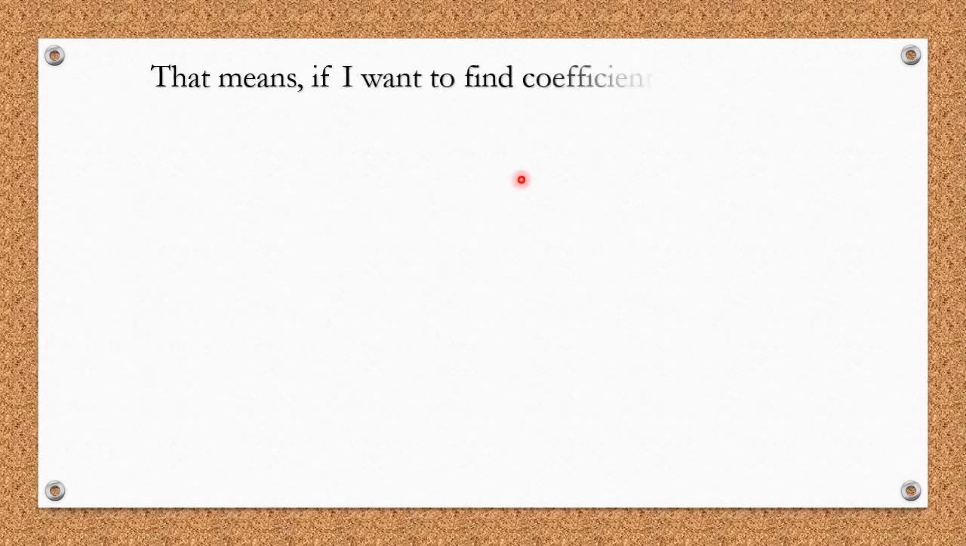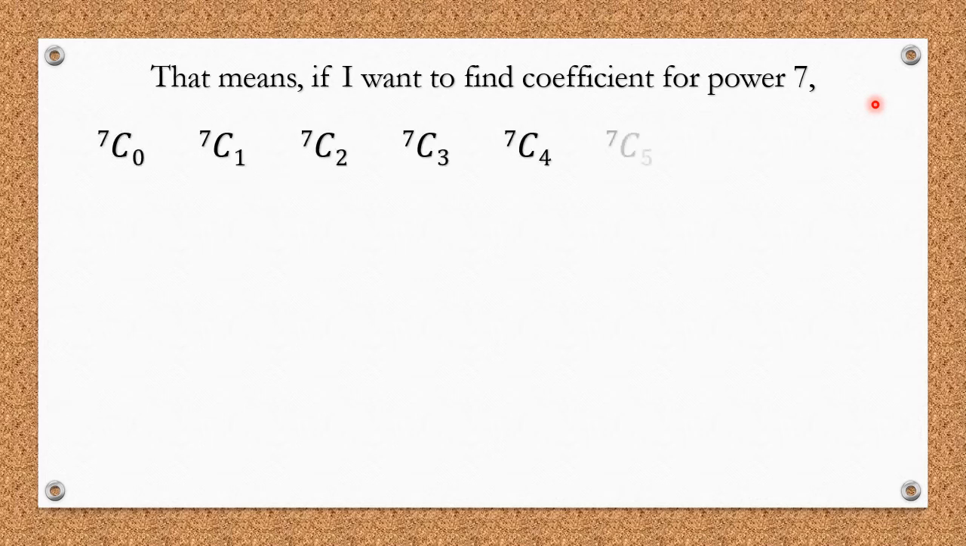Okay. If I want to find the coefficients for power 7, that is 7C0, 7C1, 7C2, 7C3, 7C4, 7C5, 7C6, 7C7. Now 7C0 is 1, 7C1 is 7, 7C2 is 7 into 6 upon 2, which is 21. 7C3 is 7 into 6 into 5 upon 3 into 2 into 1, which is 35.